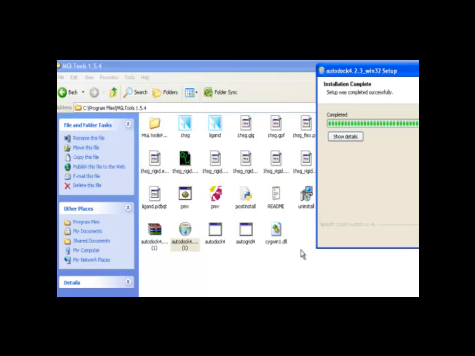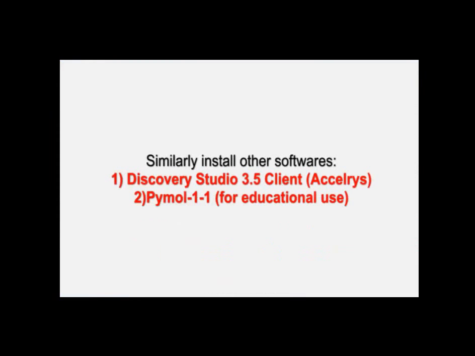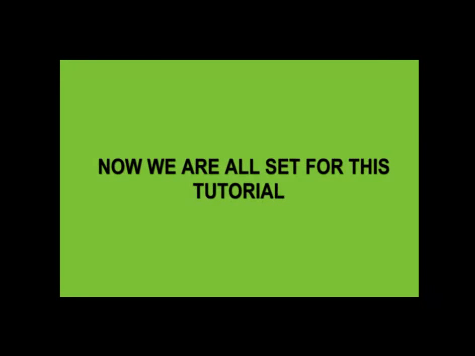So these 3 files are the contents of AutoDock Suite. 2 are applications, AutoGrid and AutoDock, and 1 is a JAR file which is required for the normal working. Similarly, you could also install other softwares such as Discovery Studio and MOE. Now we are all set for this tutorial.